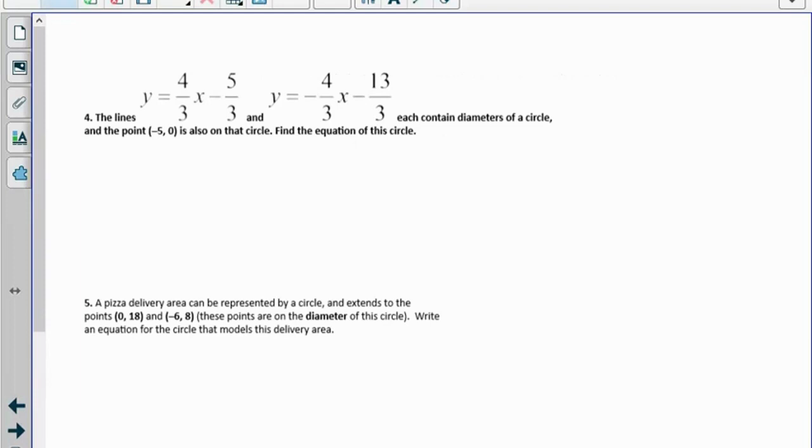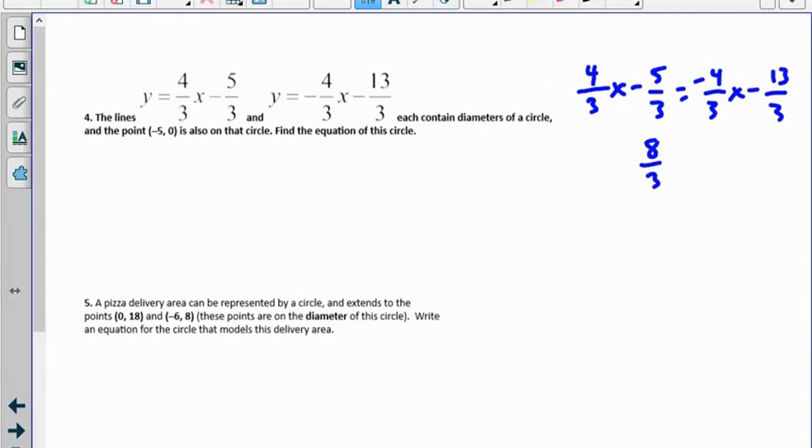First thing you have to understand is that when you have two diameters, they will intersect at one point, and that one point is the center. Therefore, we would solve the system of equations probably by setting these two equal to each other. So 4/3 x minus 5/3 equals negative 4/3 x minus 13/3. 8/3 x equals negative 8/3. And that means x equals negative 1.